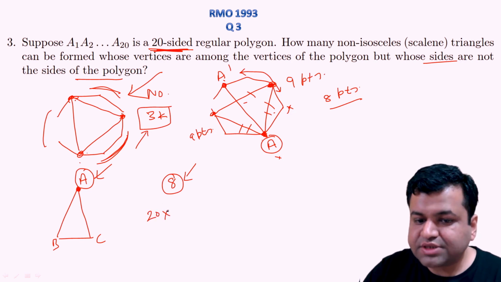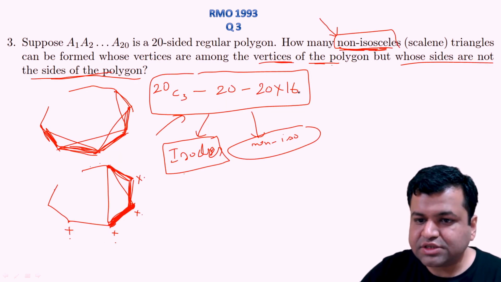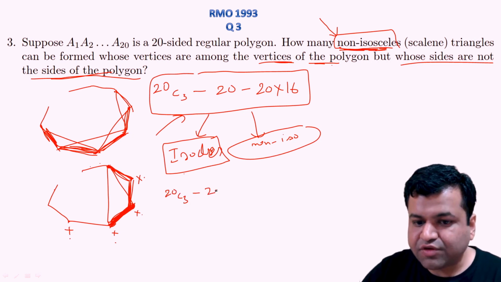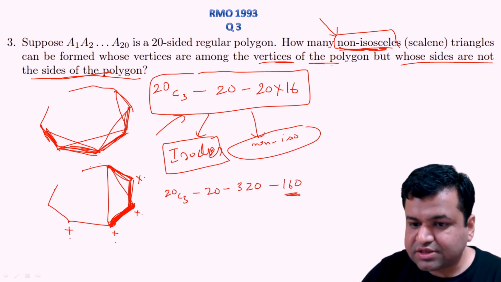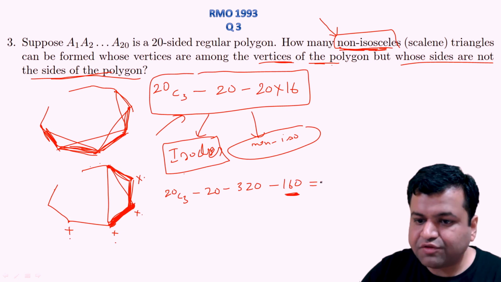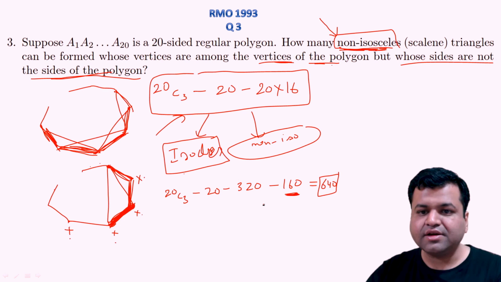So how many isosceles triangles will I get? 20 into 8, that is 160, right? So let's subtract this 160 from the previous figure, that is this. So the final answer will be 20C3 minus 20 minus this 320, minus 160, which is the isosceles triangles. Okay, that will give you your final answer, and that is nothing but 640, right? So the answer to this question was 640, right?